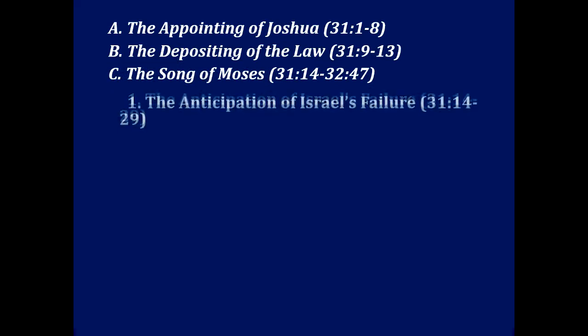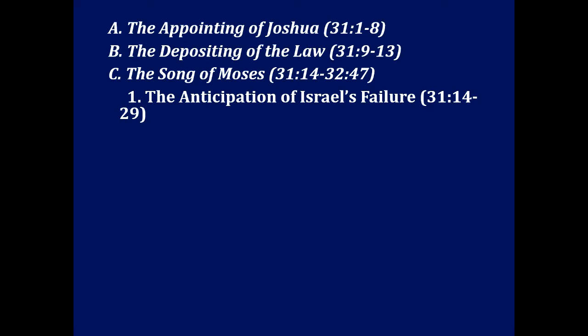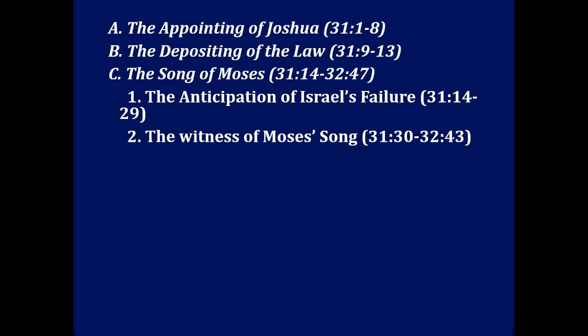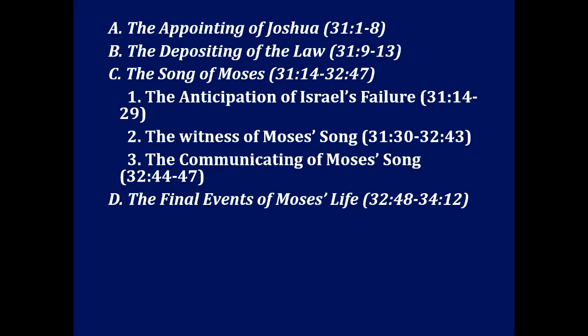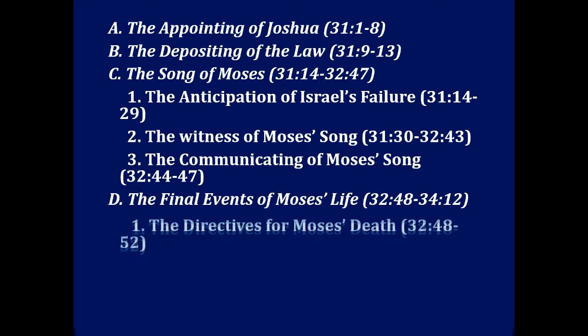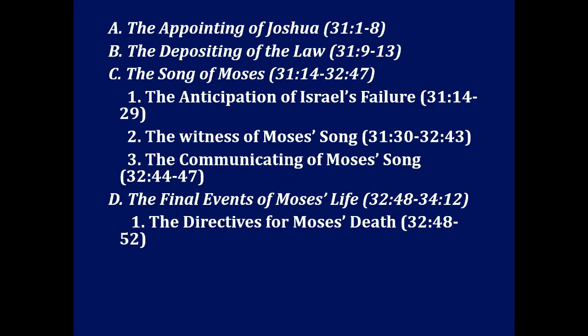The anticipation of Israel's failure in chapter 31. See, nothing's going to catch God by surprise. We have the witness of Moses' song. We have the communicating of Moses' song, and then the final events of Moses' life in 32:48 through 34:12. We have the directives for Moses' death, the blessing of Moses, and then the death of Moses.